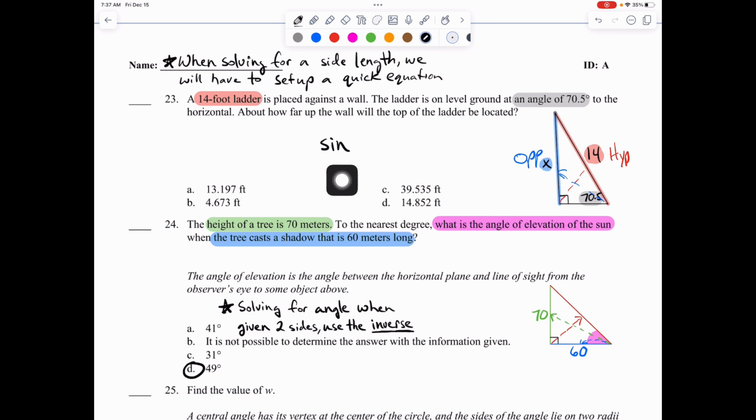We use sine, okay? We will open a parenthesis. We will type in our 70.5. We will close it, equals. All right, now we have to set it up. Well, it's opposite over hypotenuse, so it'll just be x over 14.